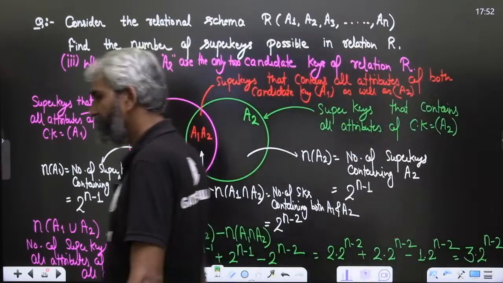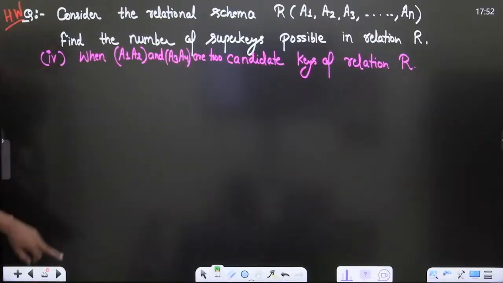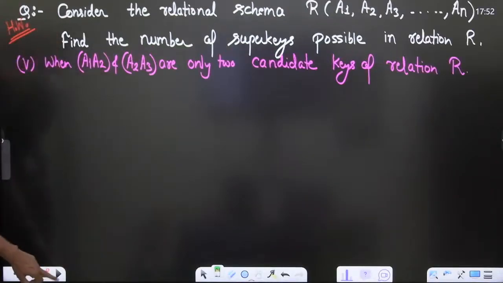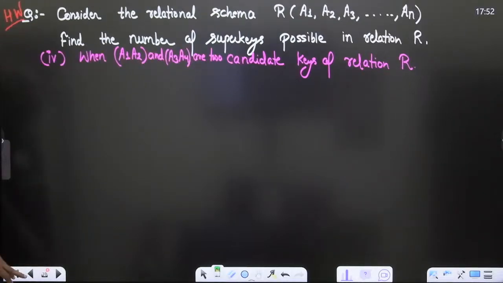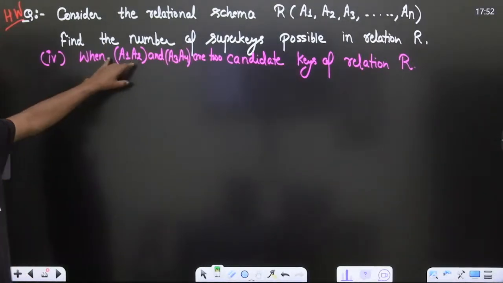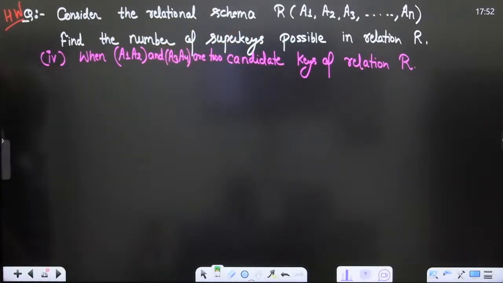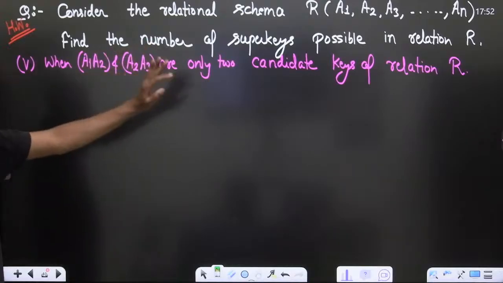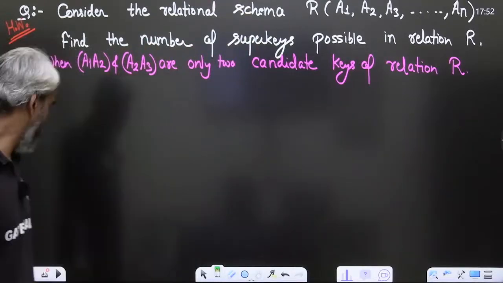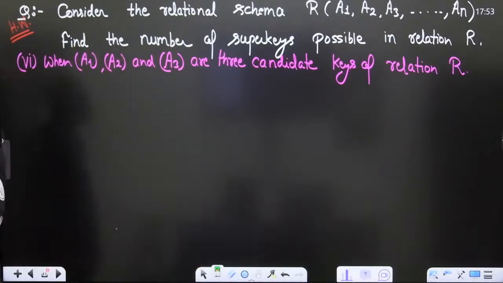If it is clear, you have some homework problems. There are different homework problems. In one, A1 A2 together is one candidate key, and A3 A4 together is another candidate key. Here A1 A2 together is one candidate key, A2 A3 together is another candidate key. Here A1 is one candidate key, A2 is another candidate key, and A3 is another candidate key. So you need to solve them.